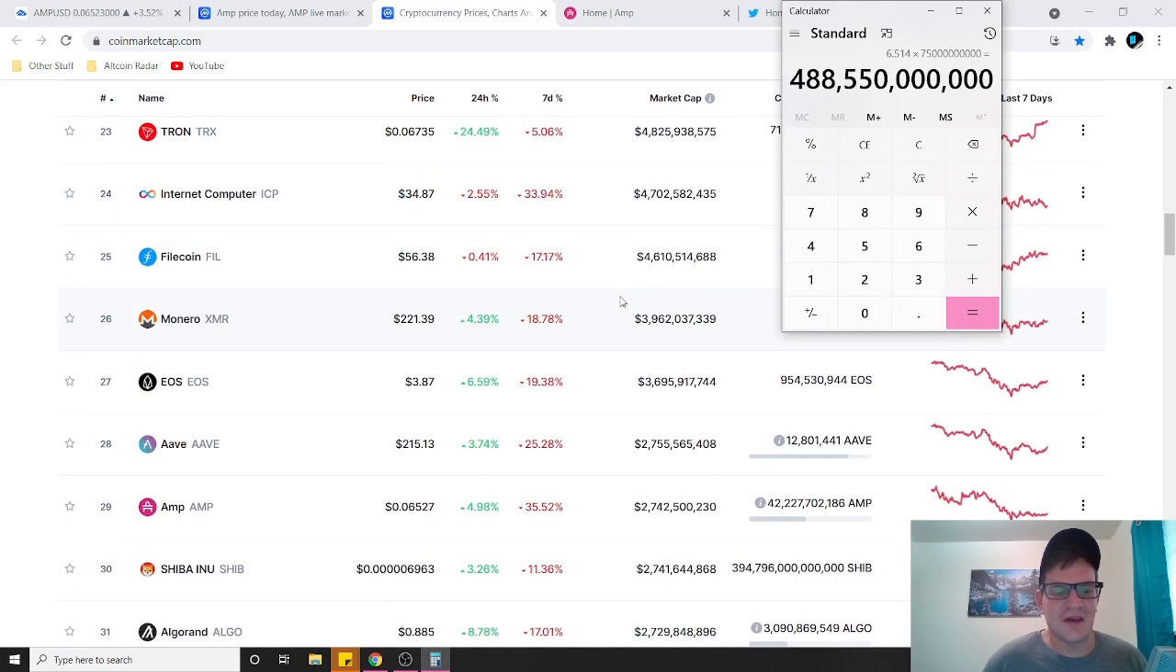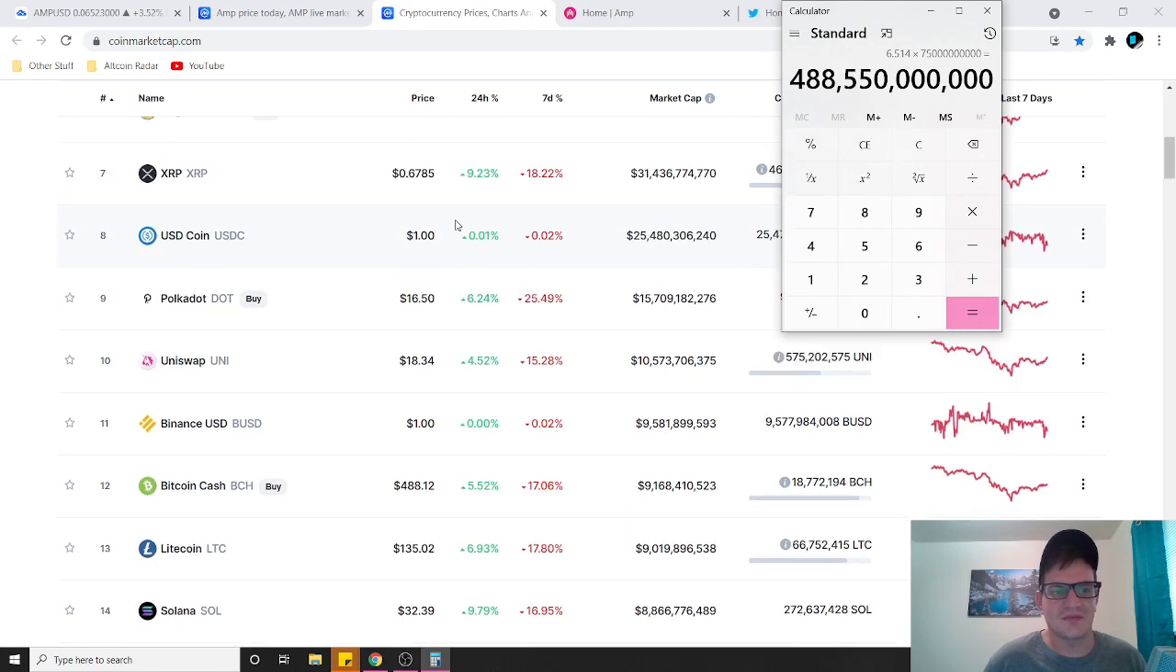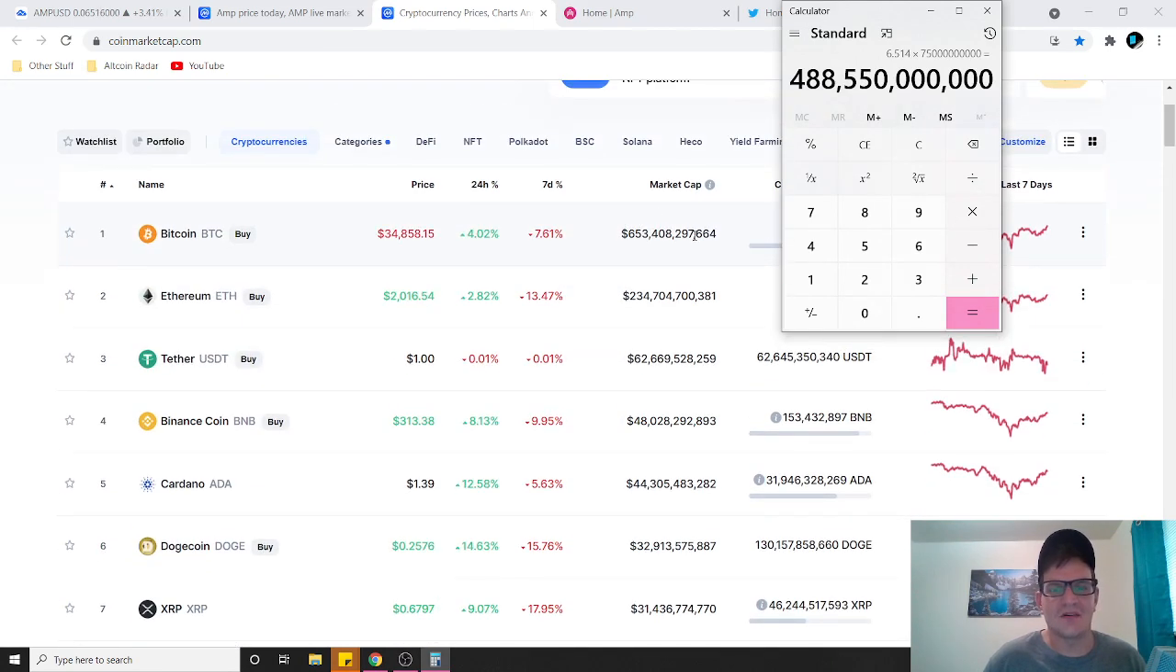Honestly, guys, if AMP ever does go up that high, it's definitely a possibility, because we've got Bitcoin at 653 billion, and it was over 1 trillion at one point. And Ethereum's at 234 billion, so obviously it would be higher than Ethereum. In the future, it's definitely not out of the question. It's definitely possible. You really never know.